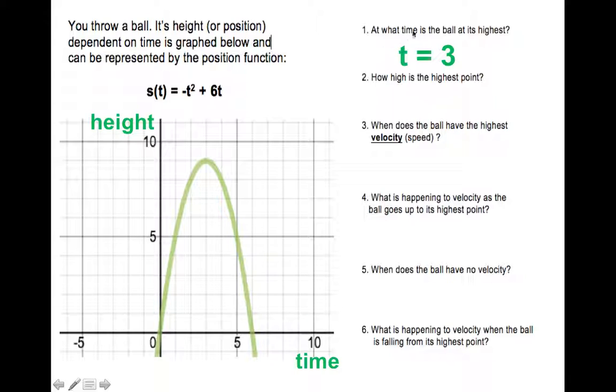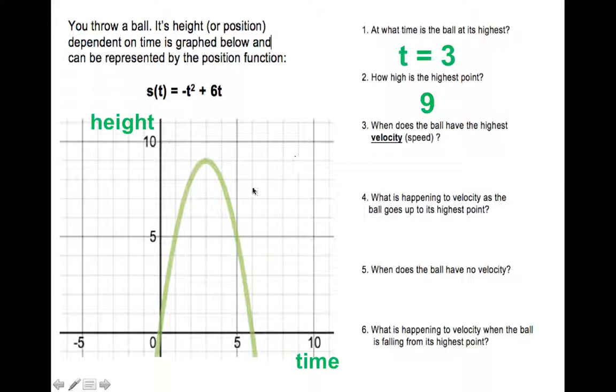All right, hopefully you got an answer of t equals 3, and you can see it right here. The ball's at its highest right there, and that is at a time of 3. So right in the middle of its motion here. All right, how high is the highest point? So how high does a ball go?